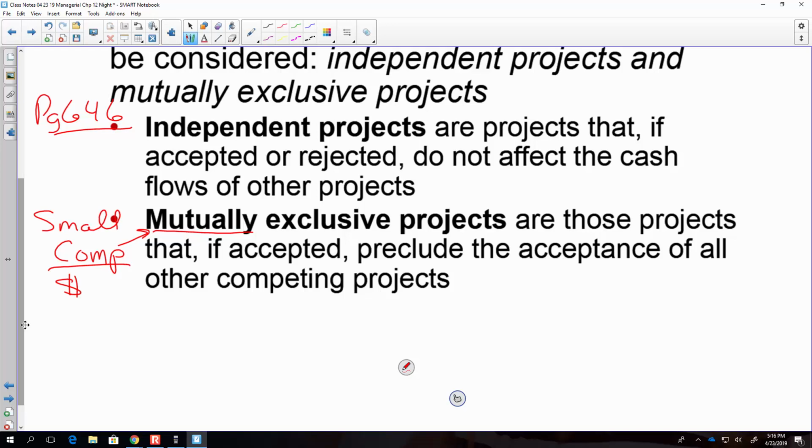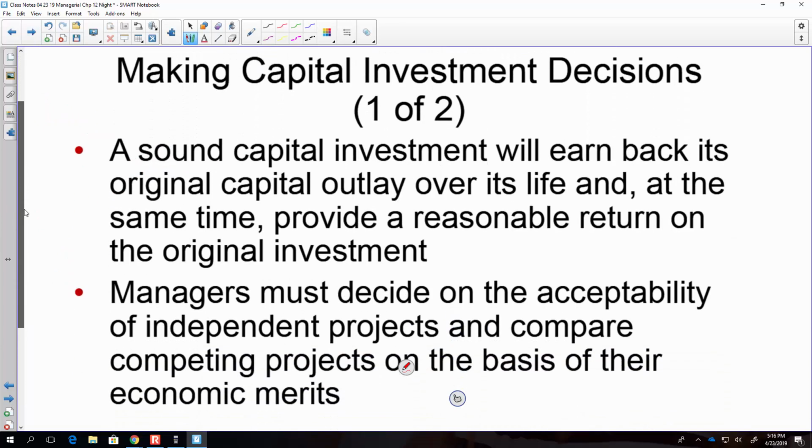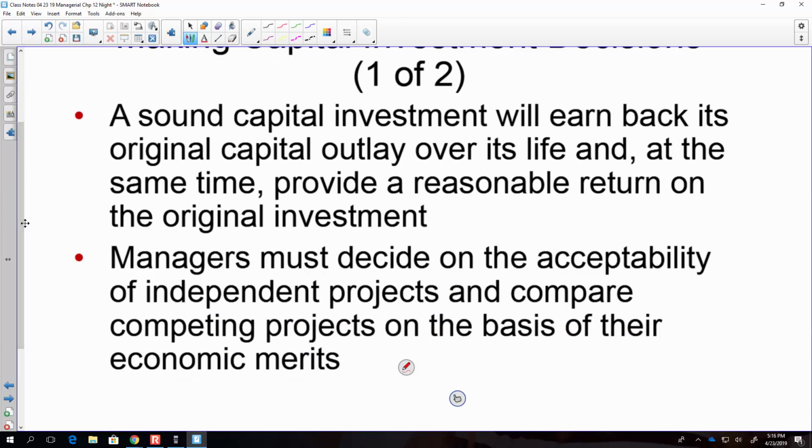So our next task is, how do we make a good capital investment? What are we looking for? Remember, we're trying to earn back our capital outlay as well as provide a reasonable return on the investment. We don't invest in a company just to have it returned to us. We want to make some kind of profit on it, right?